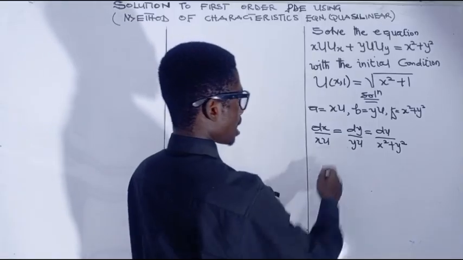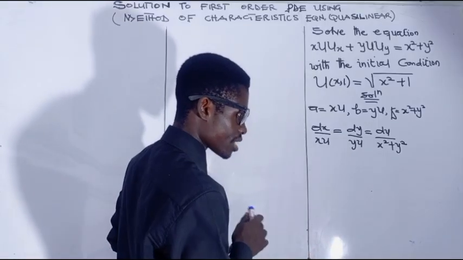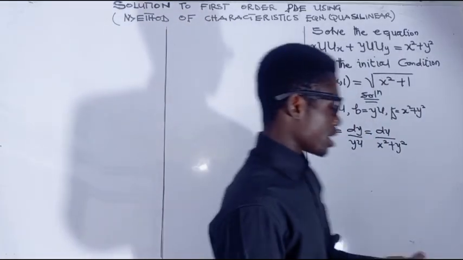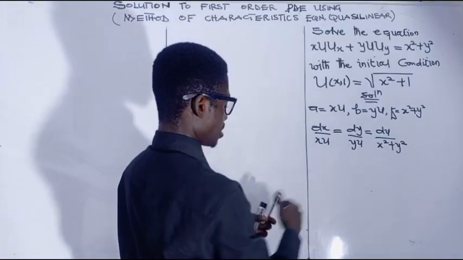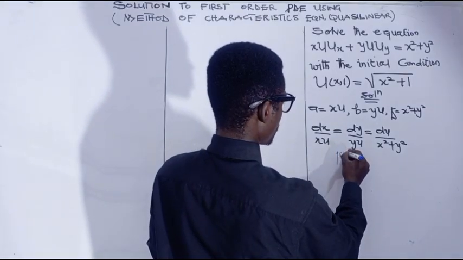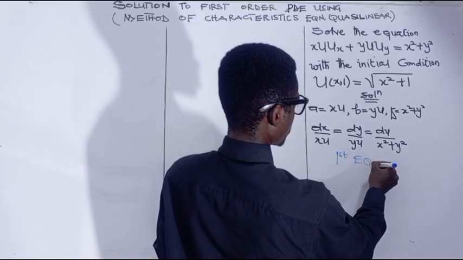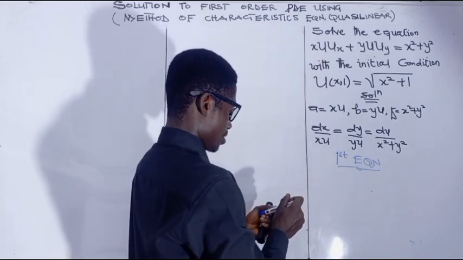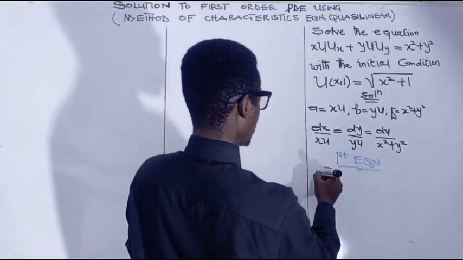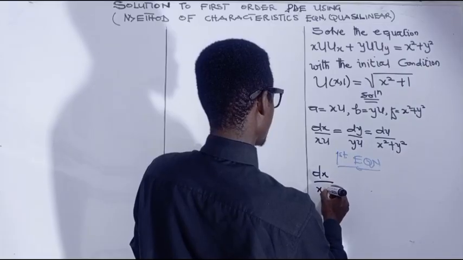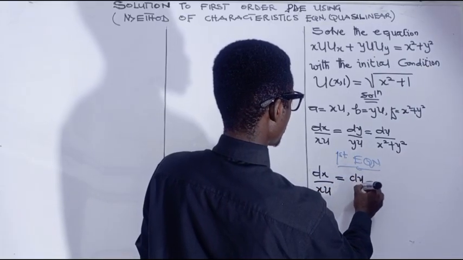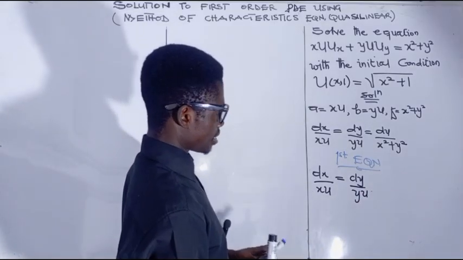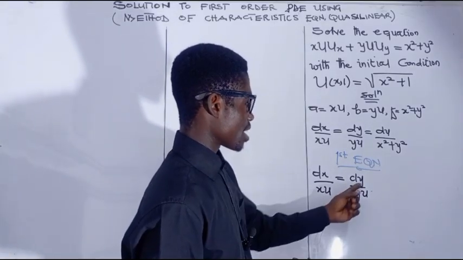So in doing that, we are going to look at our first equation. With our first equation, we are going to pair any of these. So we are going to pair the x and then the y to find our first solution. So we have dx all over xu is equal to dy all over yu. Looking at this, you realize that we have dx over x and then we have dy over y.